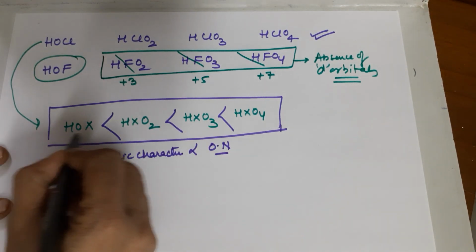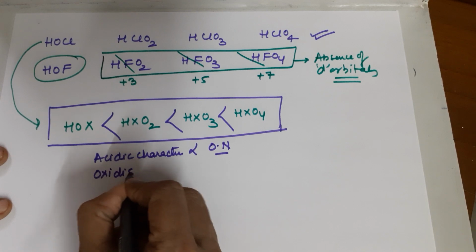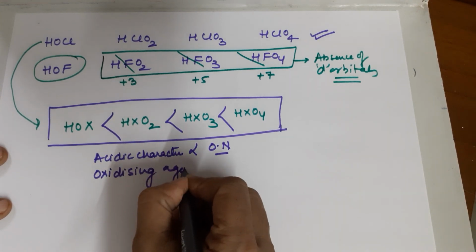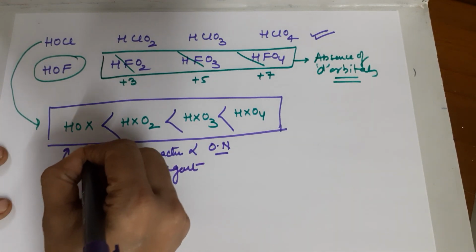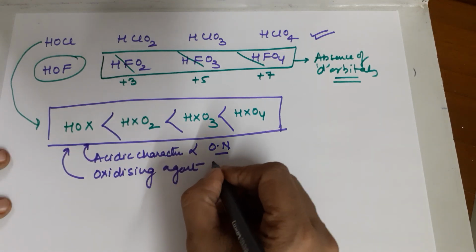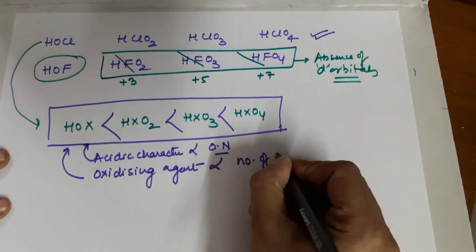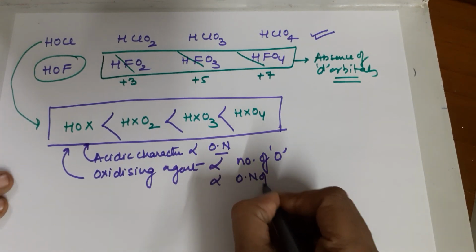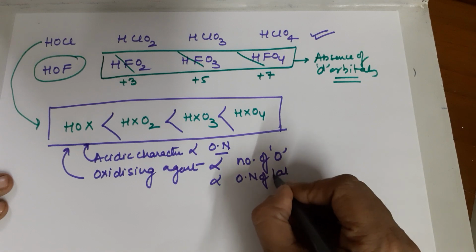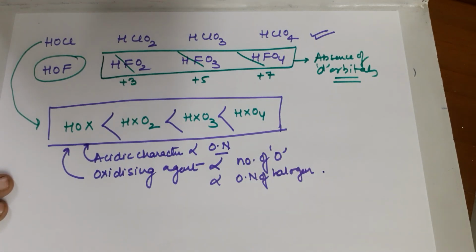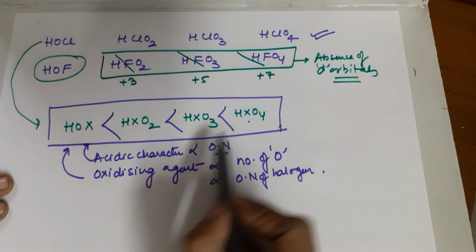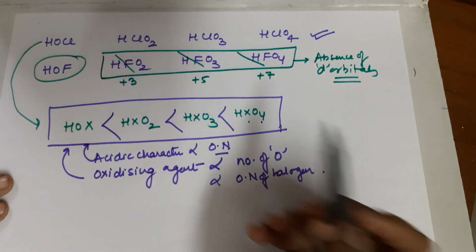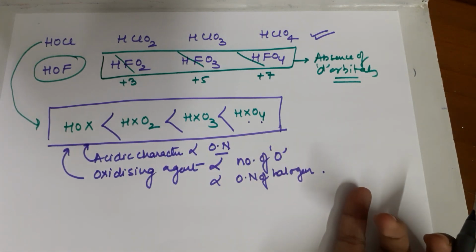Also, if you are asked which is the best oxidizing agent, as an oxidizing agent also the order is the same. The reason is oxidizing ability is directly proportional to number of oxygens available or also the oxidation number of the halogen. Is that okay? So if you are asked oxidizing agent, that's the order. If you are asked acidic character, that's the order. Now we come to the reason why we have it like this. To understand the reason, you need to understand the bonding first.